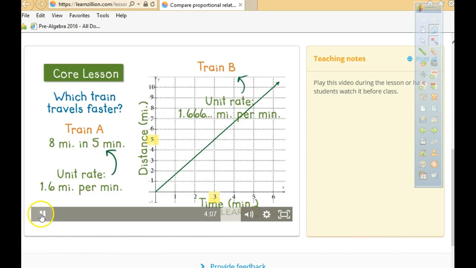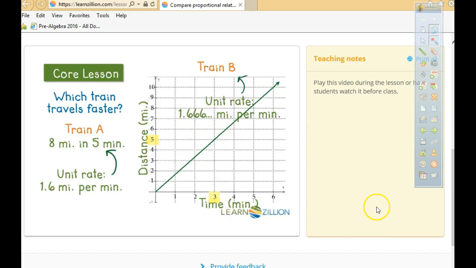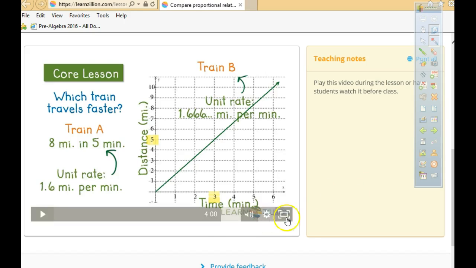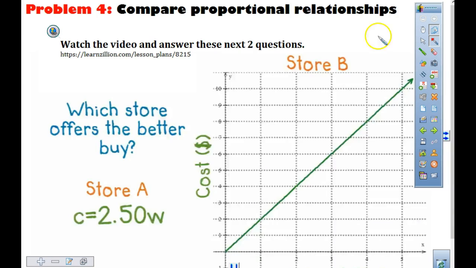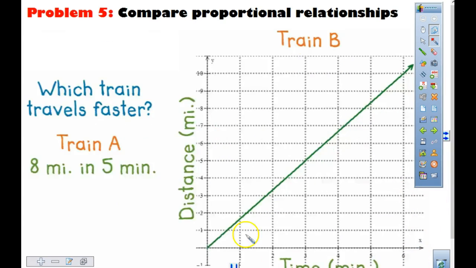Now compare. So when we look at these two, this train is going 1.6, this one is going 1.6 repeating. Which one is going faster? Train B, definitely, right? Whereas when we are looking for a better buy, we went with the cheaper one. Now when we're looking for who's going faster, we're looking for the one that actually has the bigger number rather than the smaller number. So you should have filled in your notes for these last two. Train B, at 5 divided by 3, which was the 1.6 repeating, was faster.